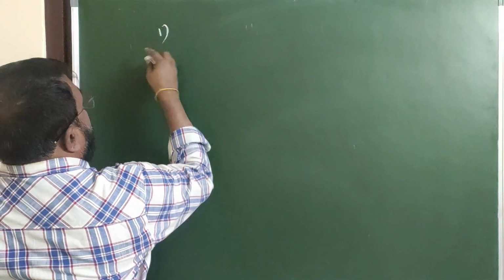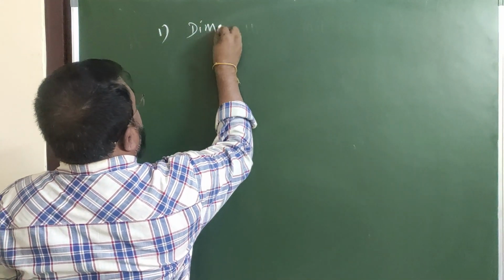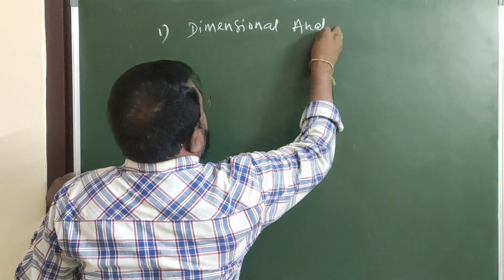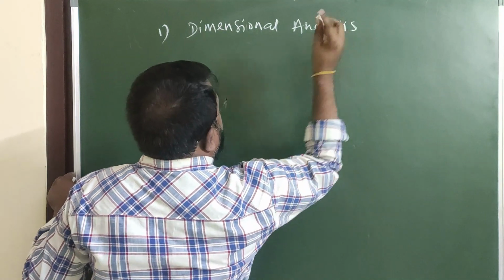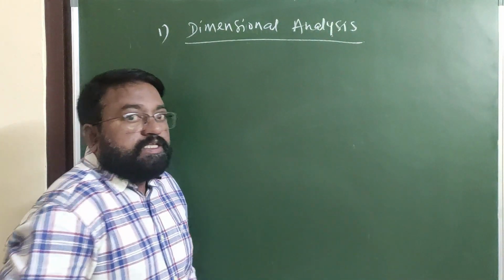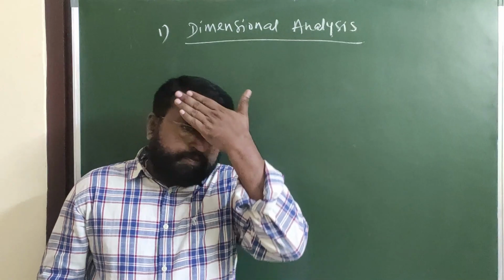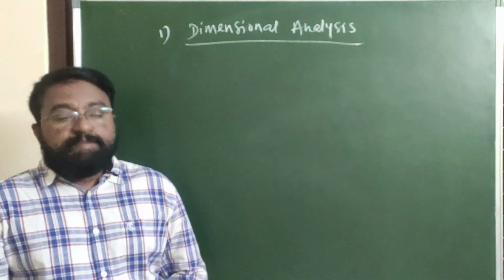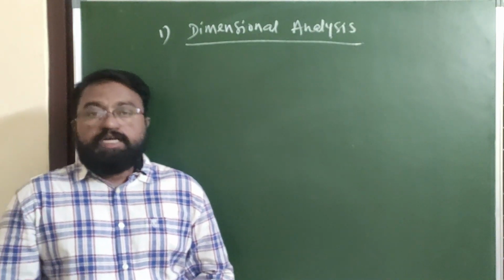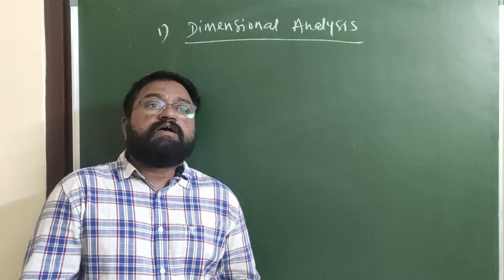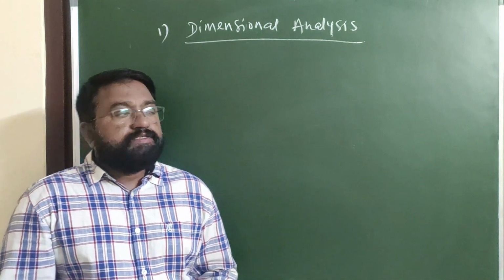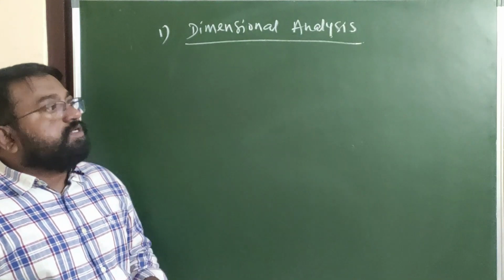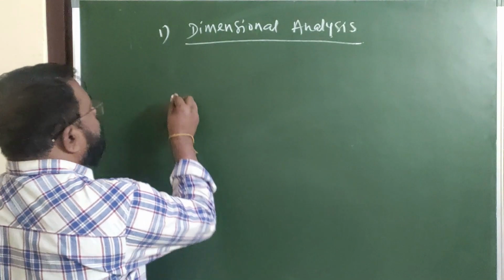Here is the first part. Dimensional analysis. See, in this dimensional analysis, the physical quantities are divided into three types. One is fundamental physical quantities, derived physical quantities, and supplementary physical quantities. See, most of the dimensional formulas here we can use from fundamental physical quantities.